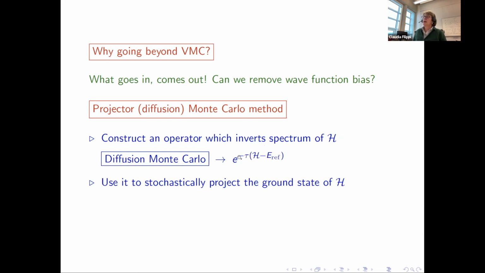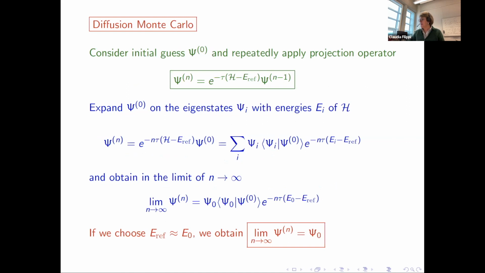Okay, but the point is that a minus tau H will actually invert the spectrum of the Hamiltonian. So now, of course, if I apply a projection, I need to do so in a stochastic manner, okay? And that's where the Monte Carlo comes back in. So let me see a bit what we mean, okay?